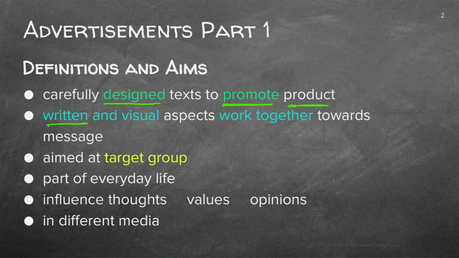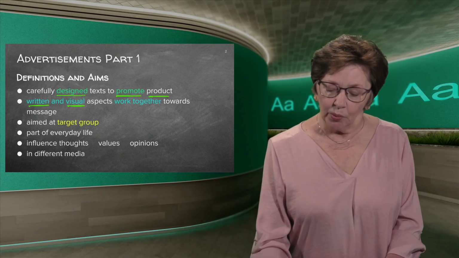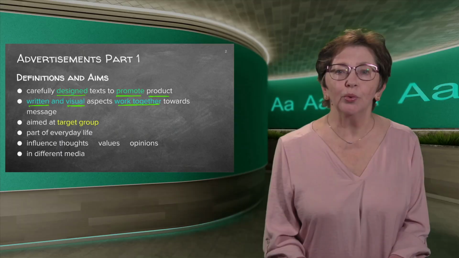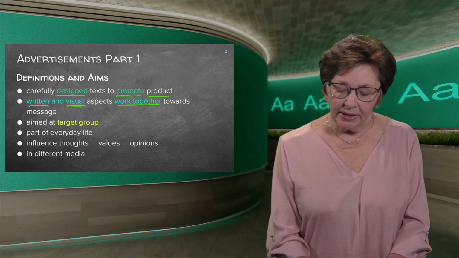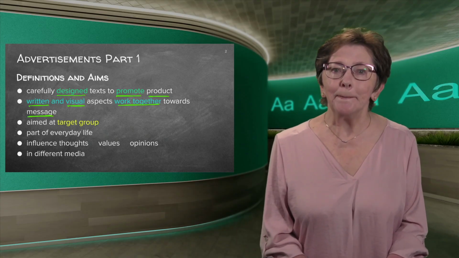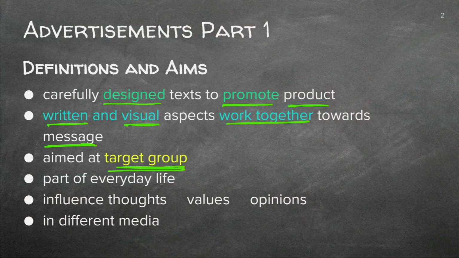Now, there will be written and visual aspects to an advertisement. The second important thing to remember is that they work together. Both these work together in a successful advertisement towards creating a certain message. And that message is aimed at a target group, a target audience. The advertiser always has a target audience in mind.